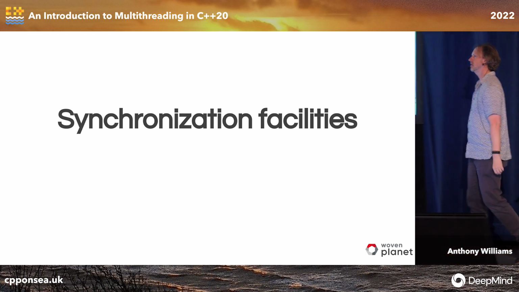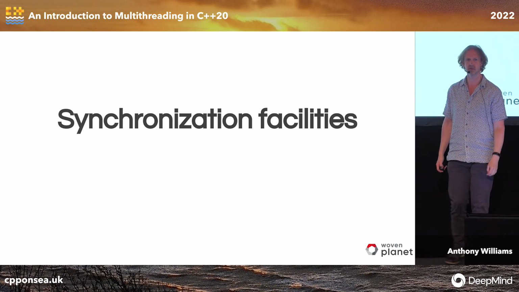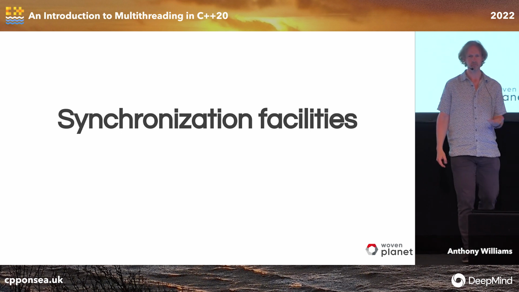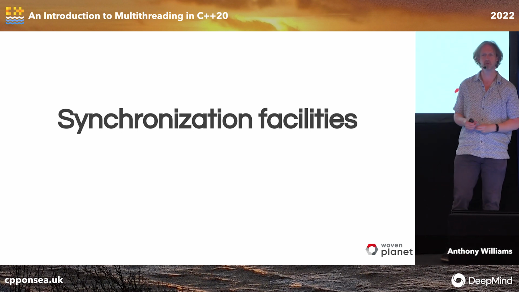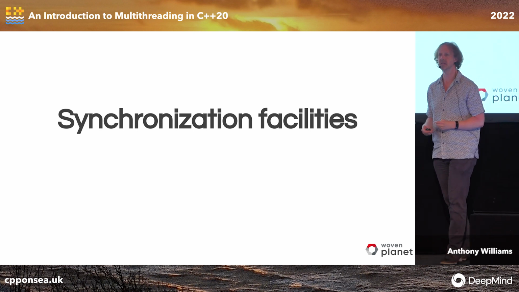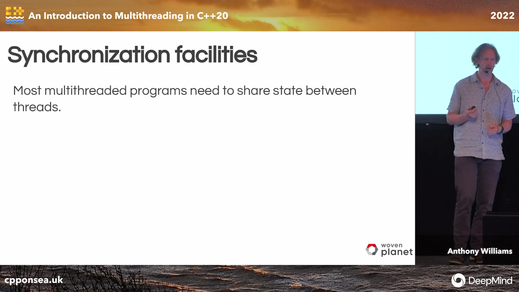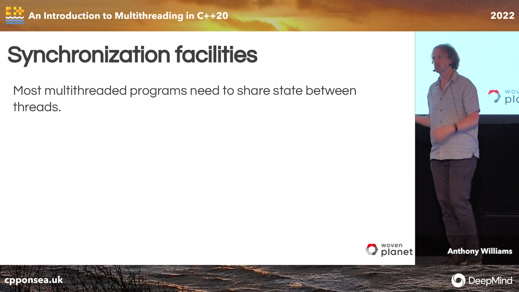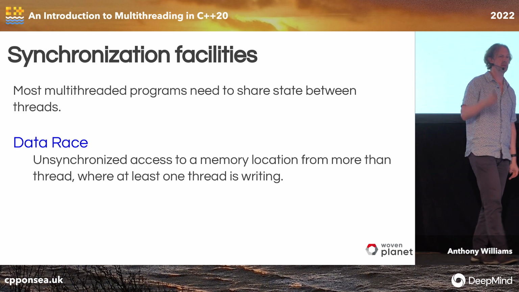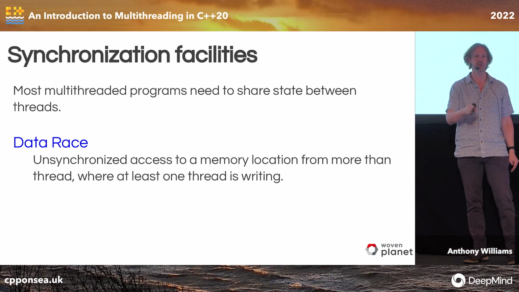If you are using threads that you are managing yourself, rather than using thread pools or parallel algorithms, then you probably have some form of shared data that your threads are going to be accessing. In which case, you're going to need the C++20 synchronization facilities. Most things need some form of synchronization. And the first thing to be aware of, if you've got any form of shared state, is that data races are undefined behavior.